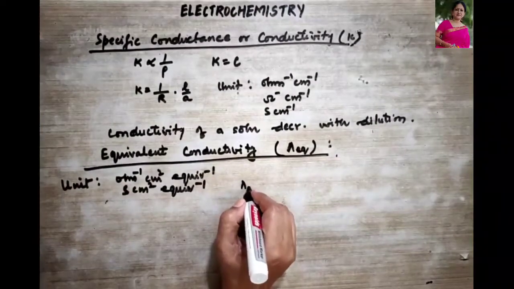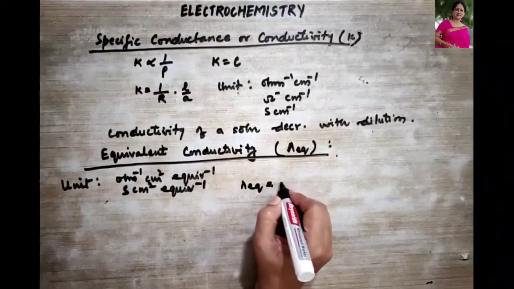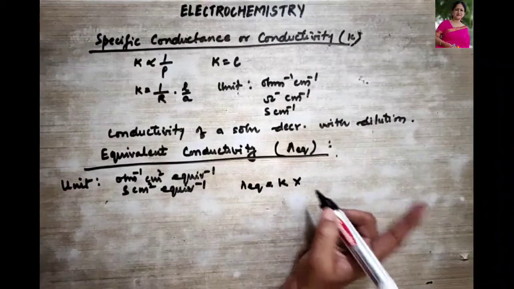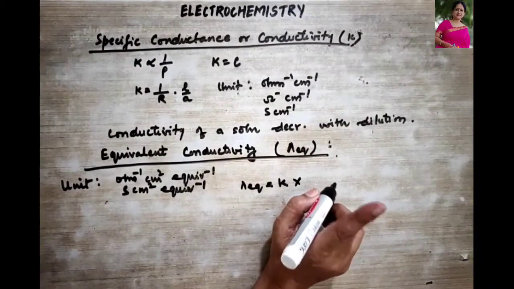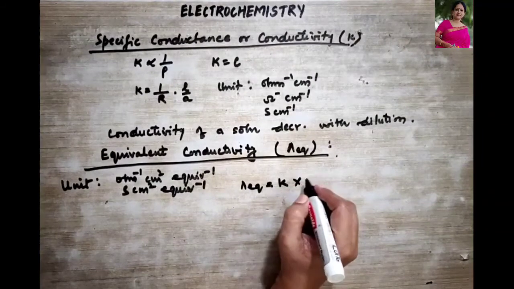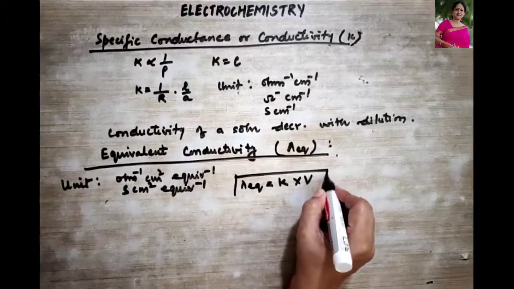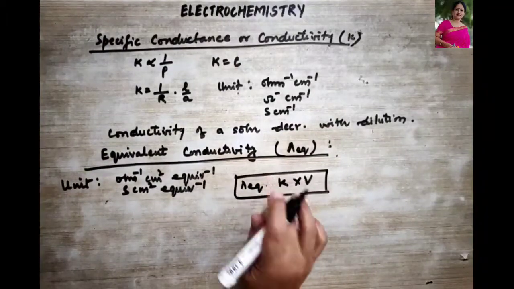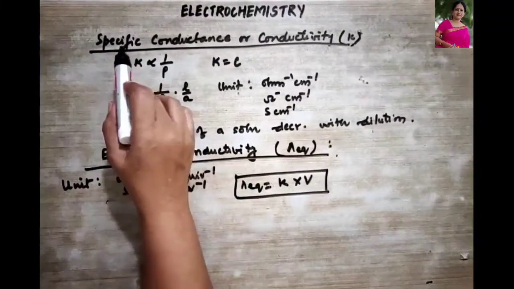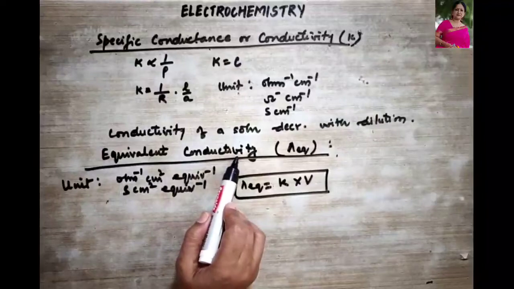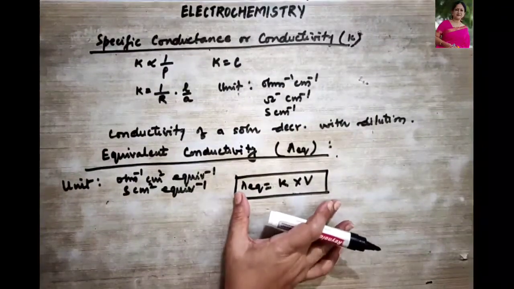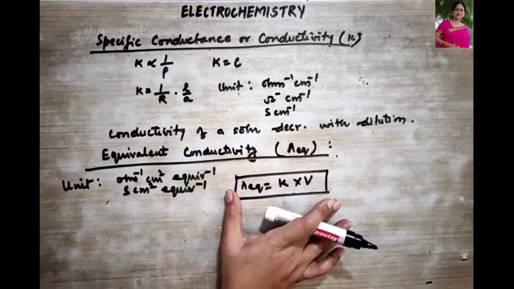So your equivalent conductivity is equal to specific conductivity into the volume in centimeter cube of the solution which contains 1 gram equivalent of the electrolyte, that is V. Right? Now let us understand the relationship between specific conductance and equivalent conductance. So here I have shown you the relationship between the equivalent conductance and the specific conductivity.